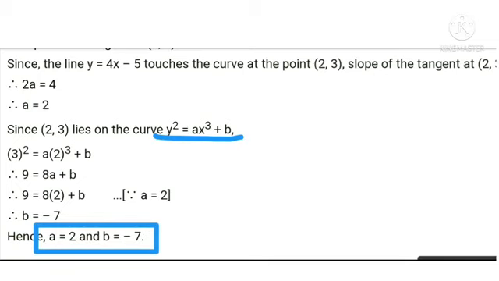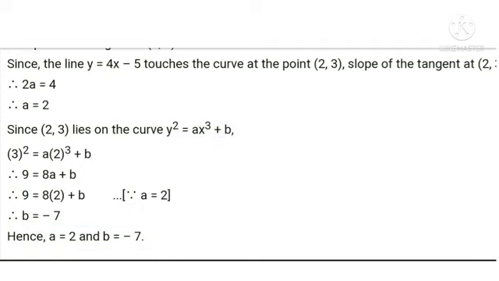Okay, understand? Here you first write the curve and differentiate. You get the tangent, that is, the slope, and the line touches the curve. Therefore you find the slope of that line. These two slopes are equal. You get the value of a and then you put the value in the equation of the curve. You get the value of b.